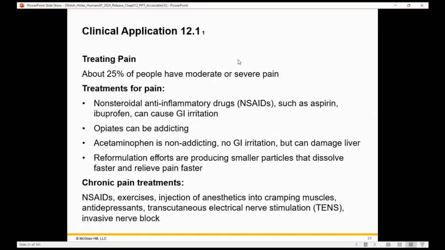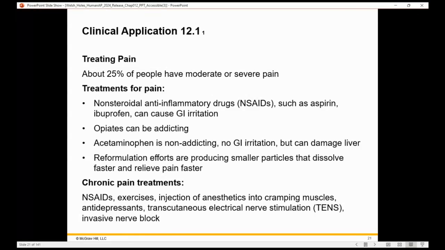A clinical application. In treating pain, about 25% of people have moderate or severe pain at any time. Treatments for pain include non-steroidal anti-inflammatory drugs, or NSAIDs, such as aspirin and ibuprofen. These can cause GI irritation, however. Opiates can be addicting. Acetaminophen is non-addicting, and there's no GI irritation, but it can damage the liver. Reformulation efforts are producing smaller particles that dissolve faster and relieve pain faster.